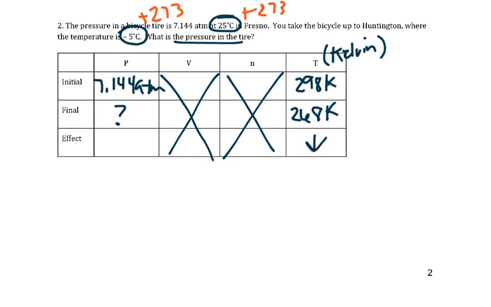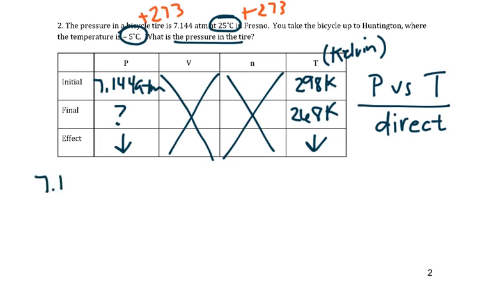The relationship we're looking at with this is pressure versus temperature. So this is a direct relationship. Based off of that, if temperature is going to go down, that means pressure is also going to go down. So now you can go ahead, just like we did on number 1, and set up your calculation. We'll use our dimensional analysis.